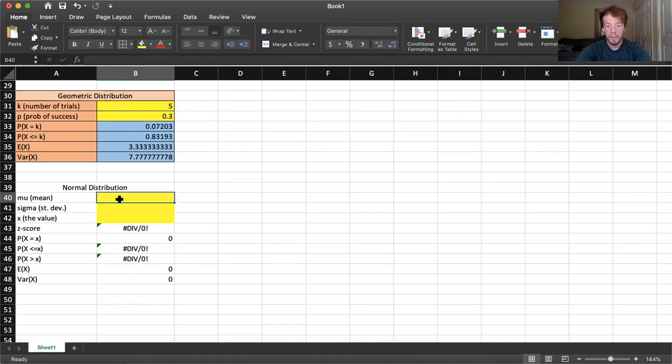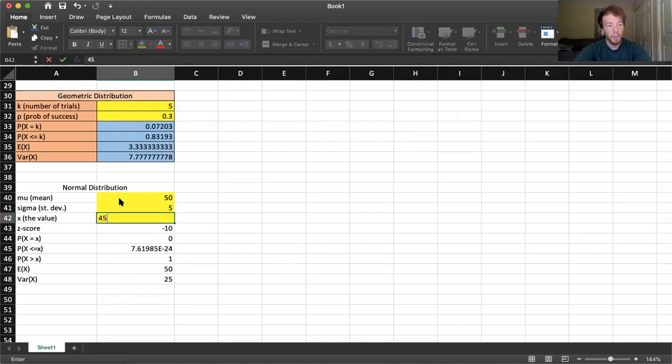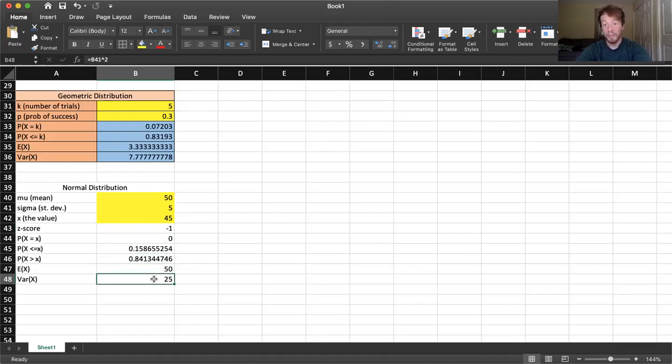Let's make up some numbers. Maybe my mean is 50, I have a standard deviation of 5, and I want to know the probability of being at or below 45. So these are all my values. My z-score, yeah, I'm 1 standard deviation below the mean. Z-score of -1, that checks out. And then the probability of x at a point is always 0, and then I have my cumulative probability, my complement, my mean, my standard deviation, and my variance.